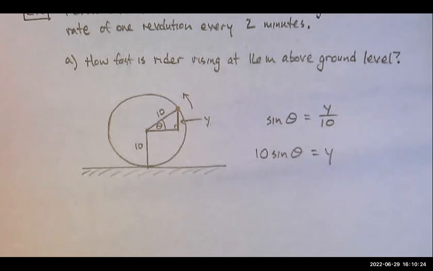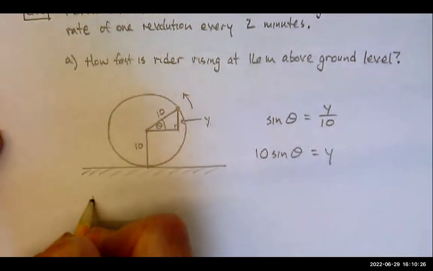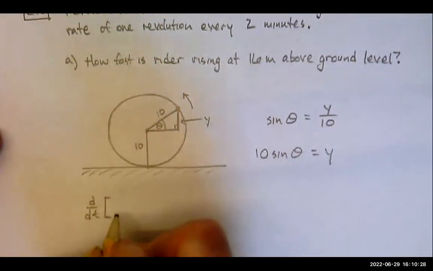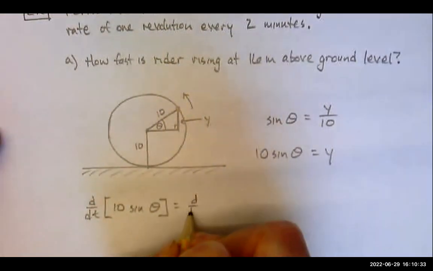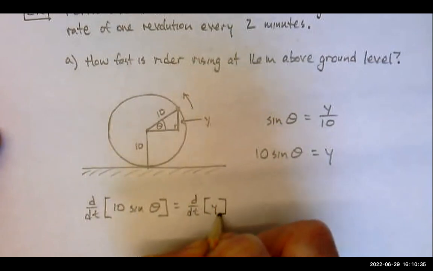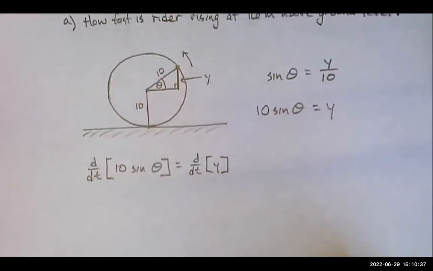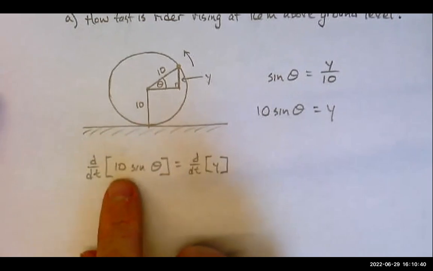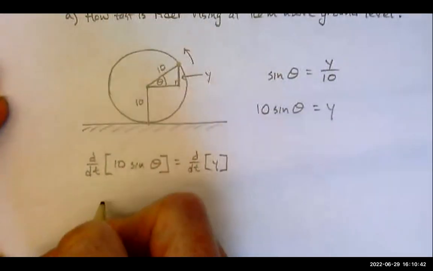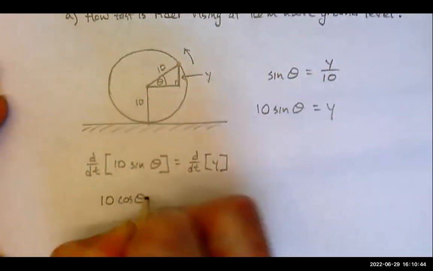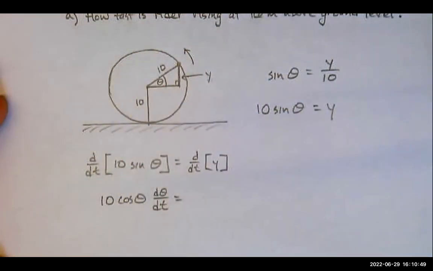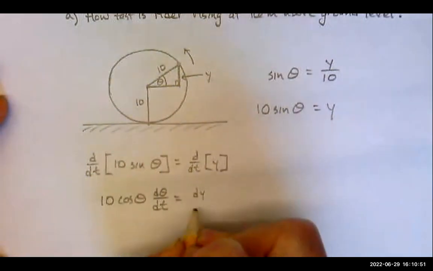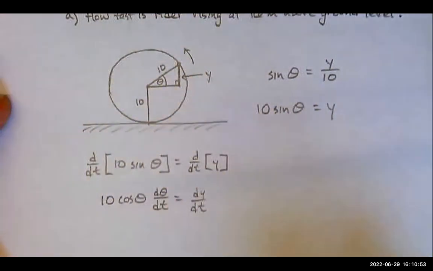Okay, next step, take a derivative of both sides with respect to t. All right, so derivative here, well, let's see, 10 sine theta, that derivative is going to be 10 cosine theta times d theta over dt. And that's going to be equal to derivative of y, simply dy over dt. Looking good.